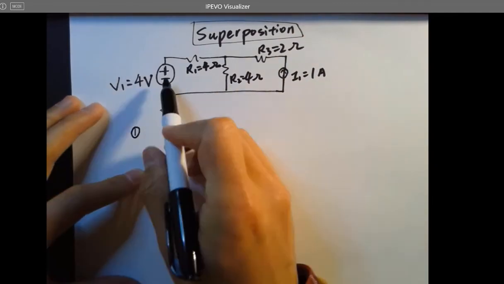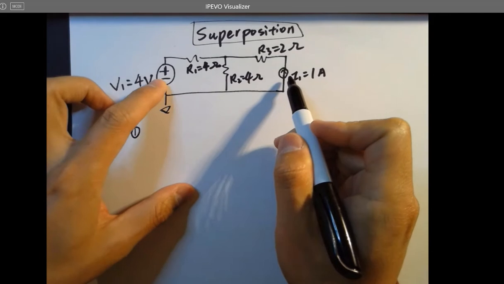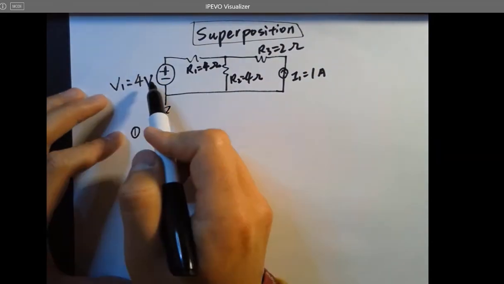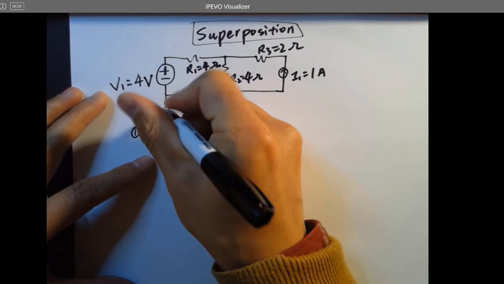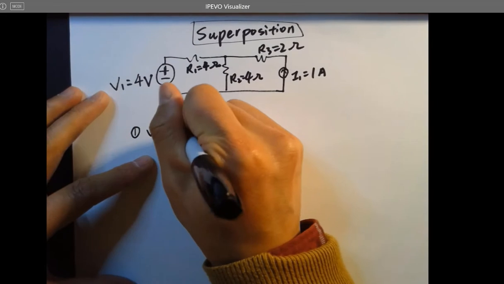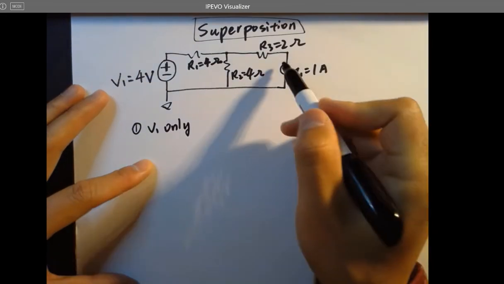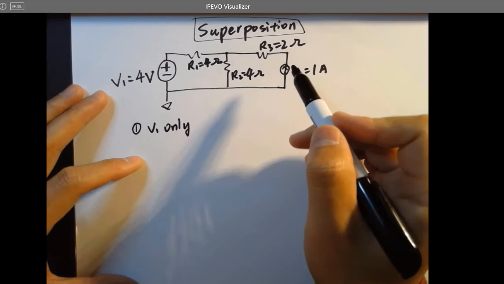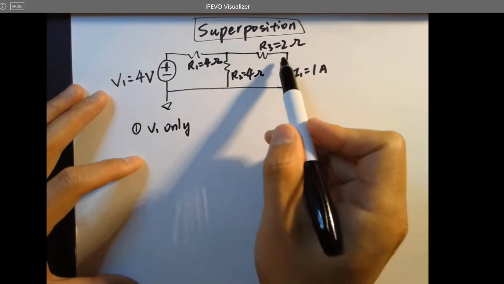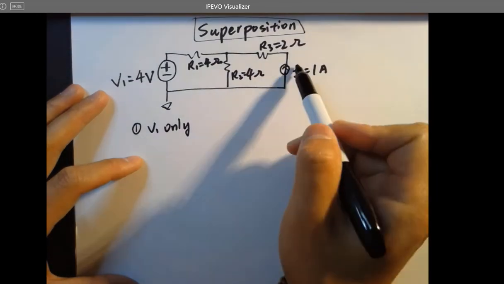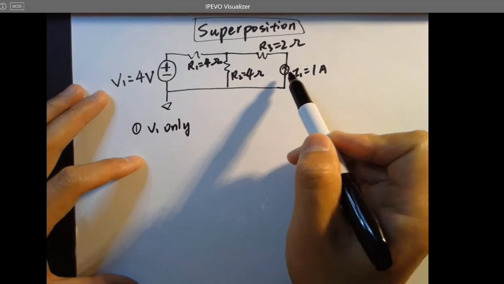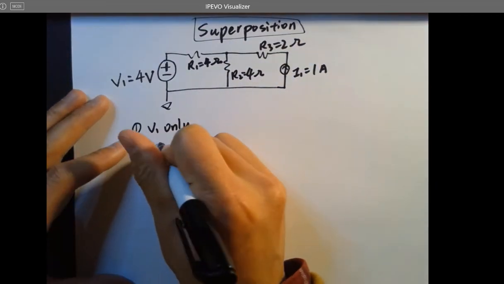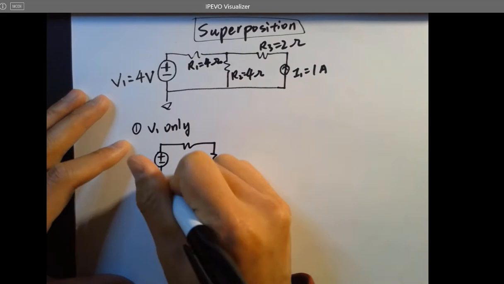Here, since we have two sources, one voltage source and one current source, let's just use V1 first. So we see V1 only in the circuit, and we have to disconnect any contribution from the current source to the circuit. The way to do that: if it's a voltage source, you need to short it; if it's a current source, you need to disconnect it. So only V1 is there.